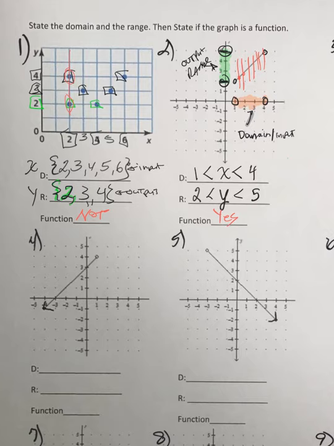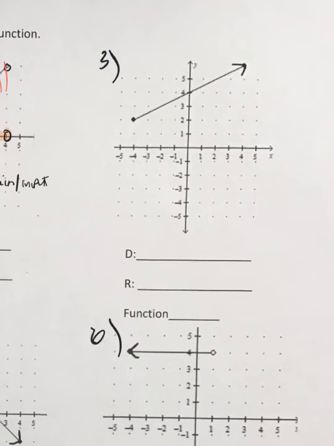Now let's look at number 4 and 5. Oh no, let's go to number 3 next. Looking at number 3, do you notice that it's different? Here we have an arrow. This is called a ray. So in geometry, this is known as a ray.